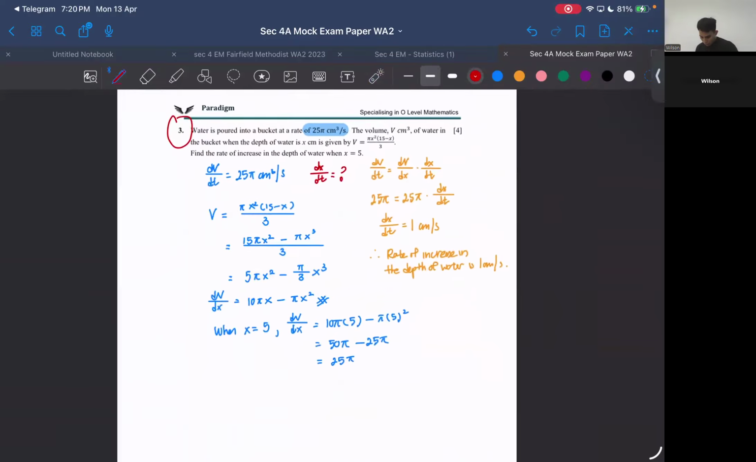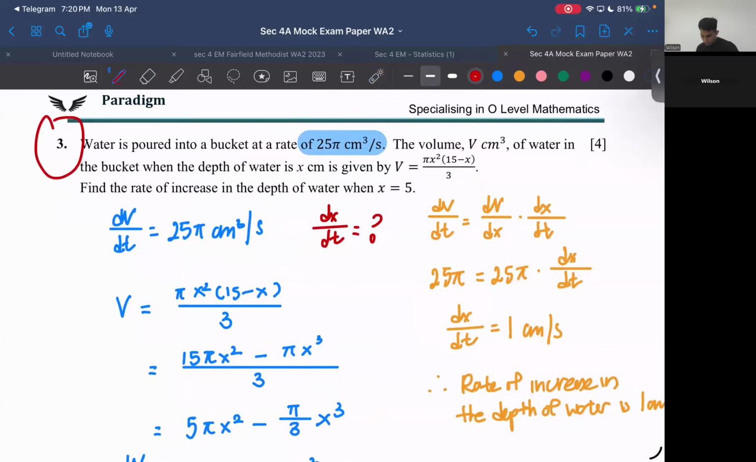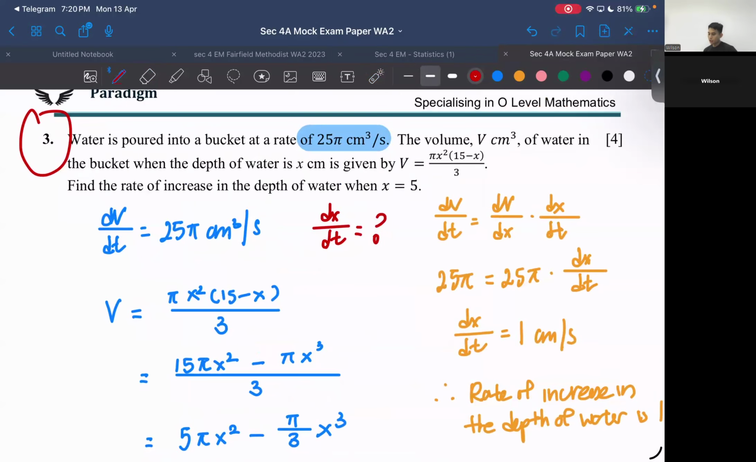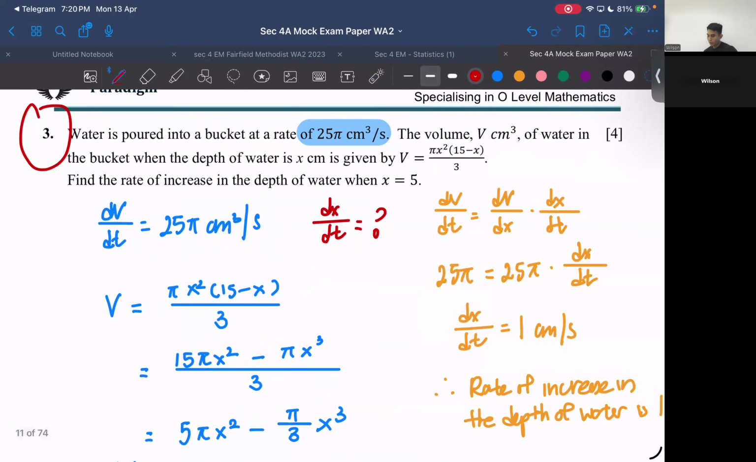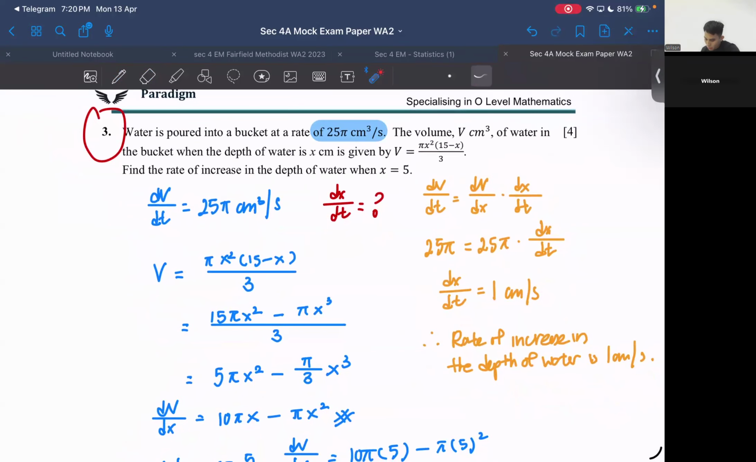So let's take a look at question 3 over here. Question 3 is your standard rate of increase, right? Your connected rate of change. Water is poured into the bucket, so that means dV over dt is 25 pi cm cubed per second. The volume of water in the bucket when the depth of water is x is given by this.